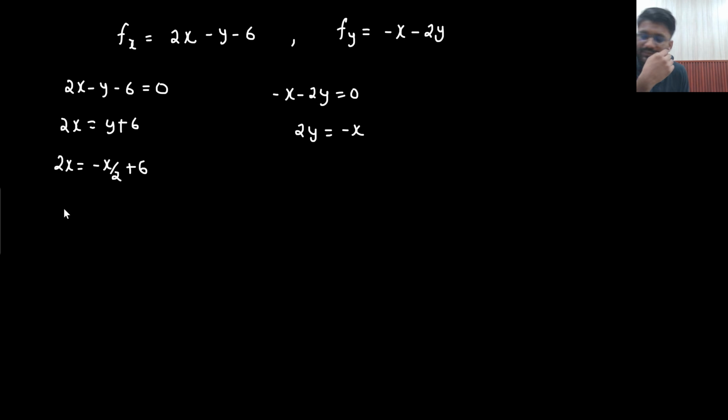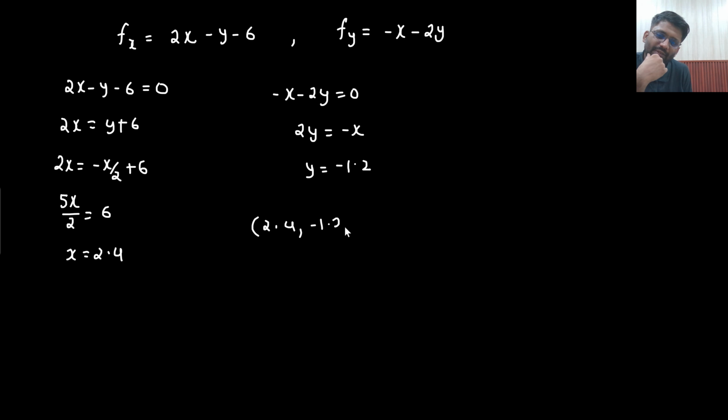So it is 5x by 2 equals to 6. X equals to 12 by 5. X is coming out to be 2.4. And if I put 2.4 here, y is coming out to be minus 1.2. So the point is 2.4, minus 1.2. This is the point, right? So this is my point of concentration.